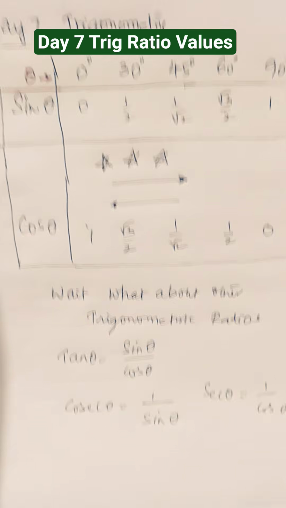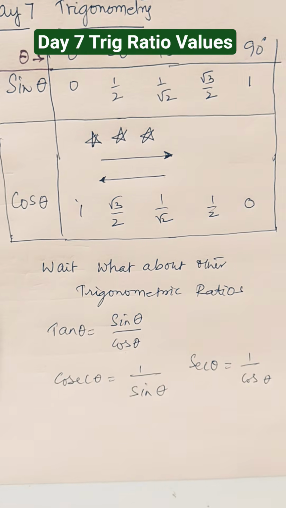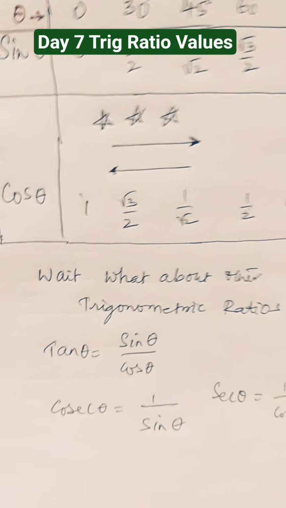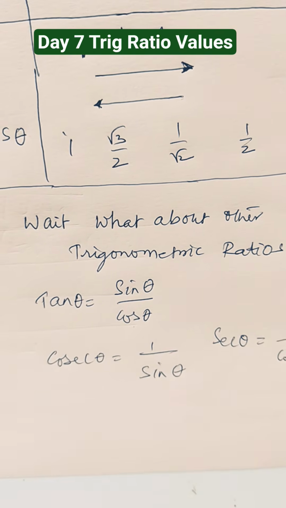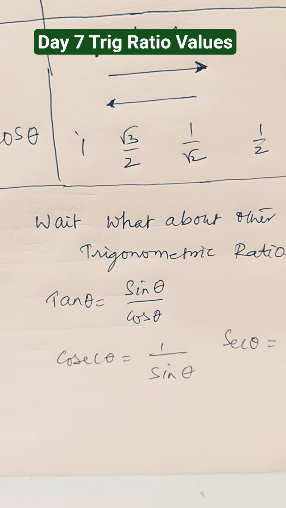There are again certain identities we have to remember. Now look at these identities. Number 1, what is tan theta? Tan theta is equal to sin theta by cos theta. That means if you know the sin 0 value and cos 0 value, you can get the tan 0 value. Cosecant theta is defined as the reciprocal of sin theta. If you know sin 0, you can get cosecant 0: cosecant 0 equals 1 by sin 0.